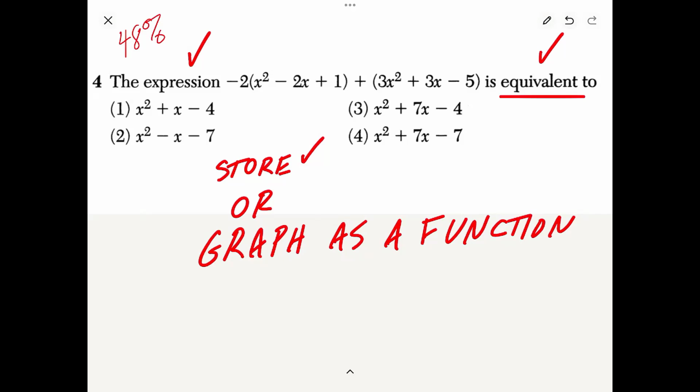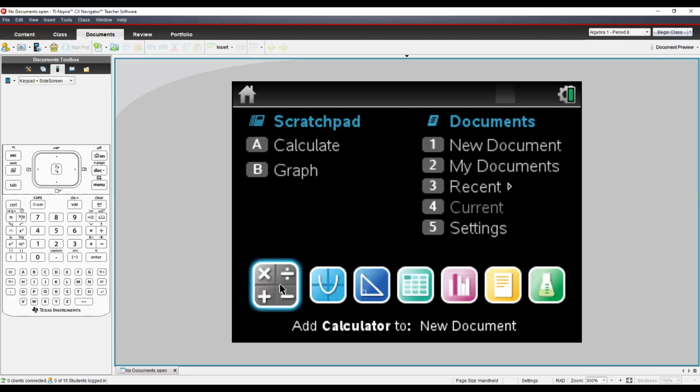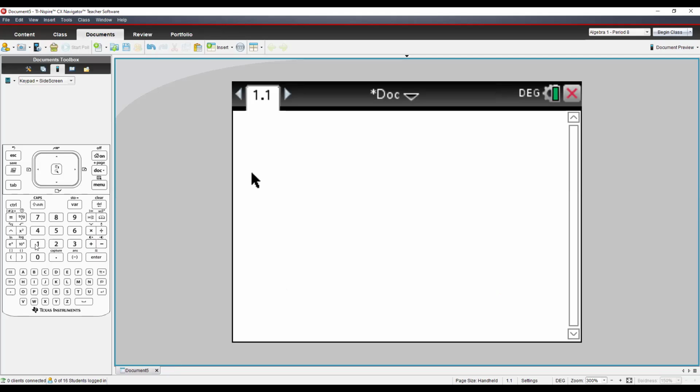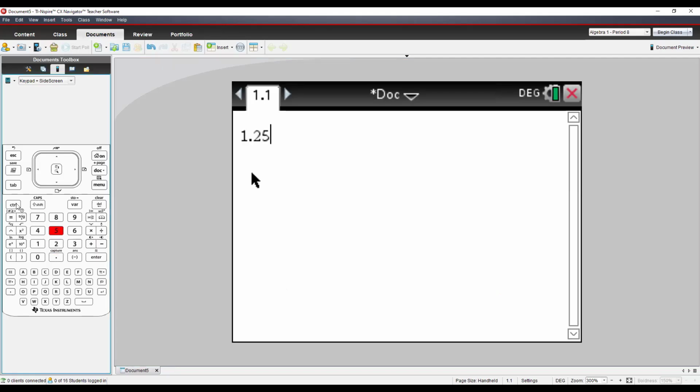All right, so first thing I'm going to do, I need to grab my calculator, and then I'm going to store a number. I like 1.25. Control store. I'm going to put that into X.